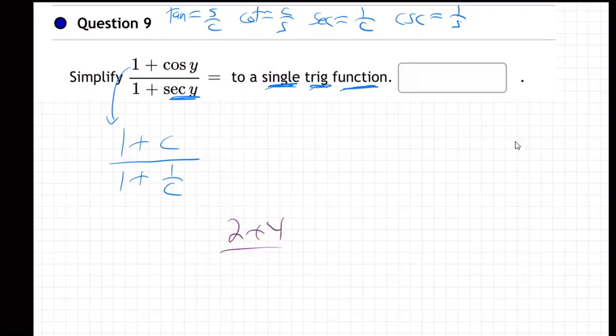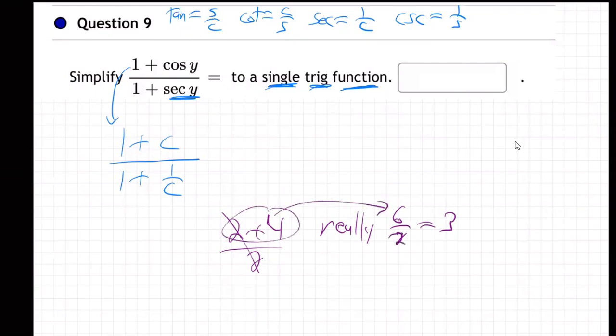Let me prove it to you. What if you had 4 plus 2 over 2? Could you just cancel those 2's? No. Why not? Because it's really 6 over 2, isn't it? 4 plus 2 is really 6, over 2 is 3. And if you cancel the 2's, now it's 4. So that's clearly wrong, isn't it? You cannot cancel those 2's.